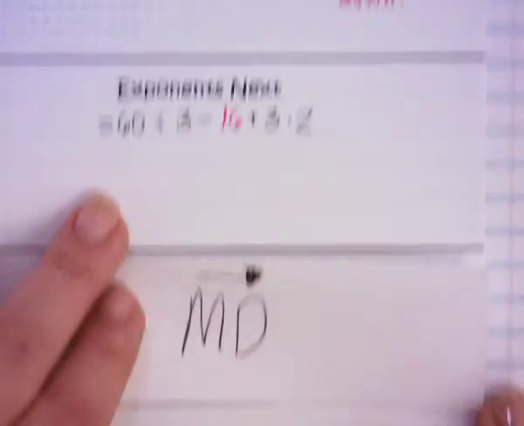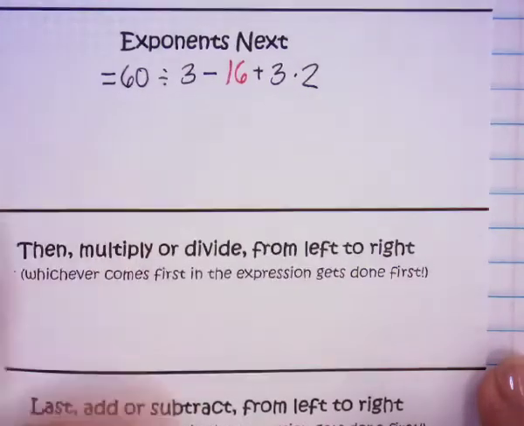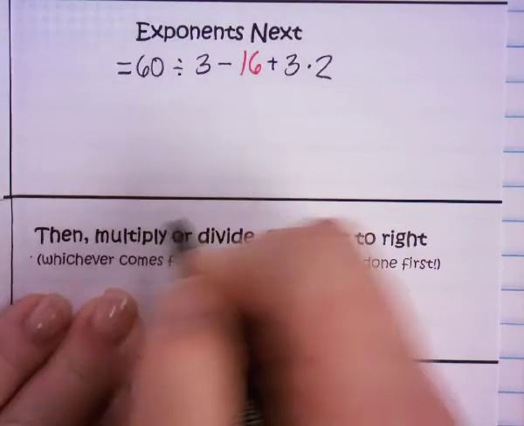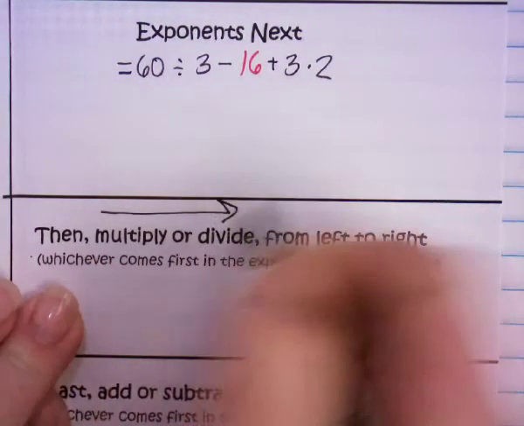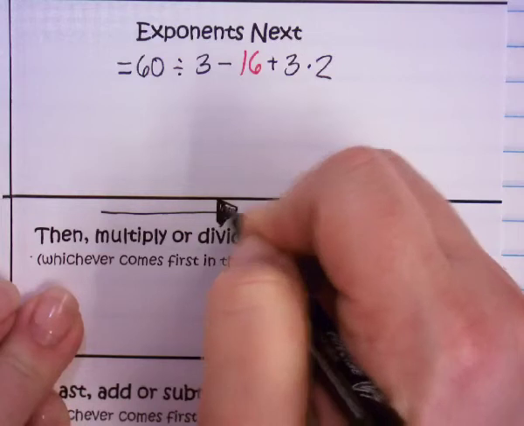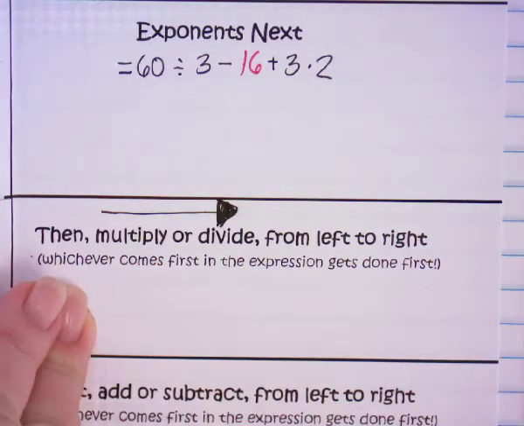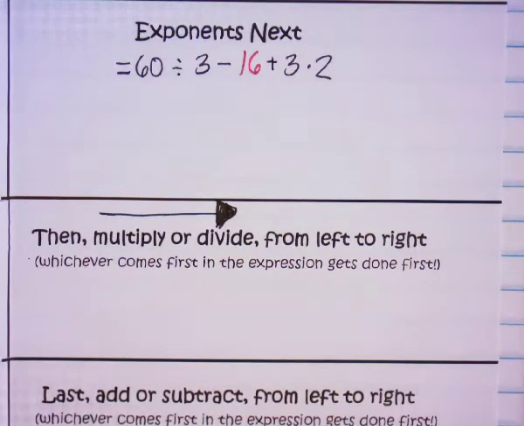So let's go to our next step, which is multiplying and dividing from left to right. Now, take your pen and just draw an arrow going to the right. I'm sorry, your pencil. Or you can use your red pen too. Either one is fine.